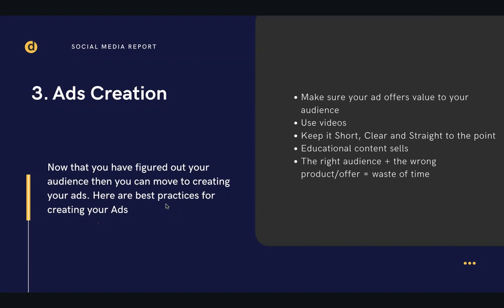Then finally, in creating your ad, the right audience plus the wrong product or offer is a waste of time. So make sure you are speaking to your audience with the right products, right? Make sure you're not targeting a man with a wig. Because in fact, if you're targeting a man with a wig, then your copy should be, gift your partner or gift a loved female or a girl that is special to you this hair, right? So make sure everything makes sense. Basically, you're using the right messaging for the right audience and the right product.